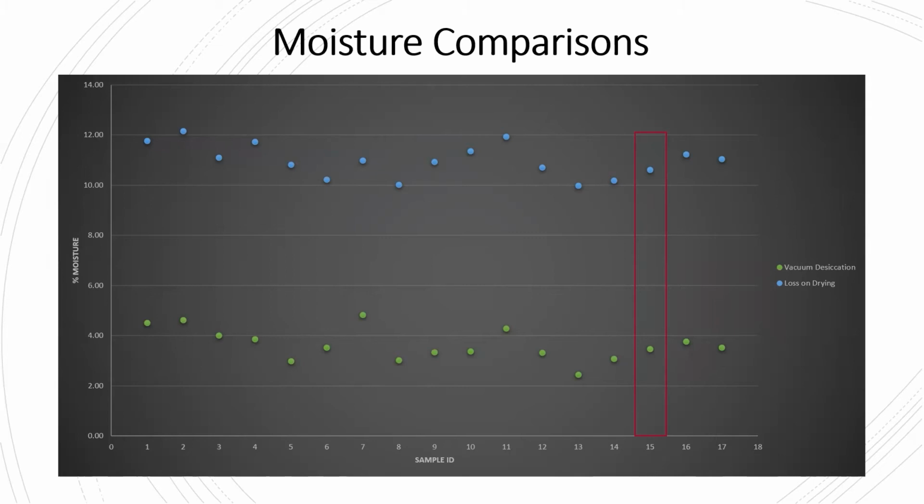Additionally, the graph provides a clear trend that indicates the higher the moisture via loss on drying leads to a higher moisture via vacuum desiccation. While the samples do not line up perfectly, you can see a clear up and down trend for the samples when they're processed for moisture. The average difference that we saw between the two methods was 7.34% moisture.